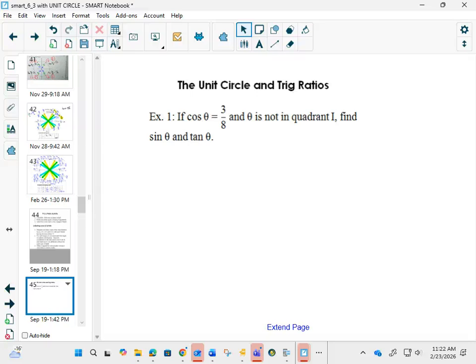We have done questions like this before. This is your very typical triangle question, but it's going to use your cast rule. Can we draw a triangle in the correct quadrant? It tells us that cos of theta is 3/8, but it's not in quadrant 1. Which quadrant would it be in? It's in quadrant 4.